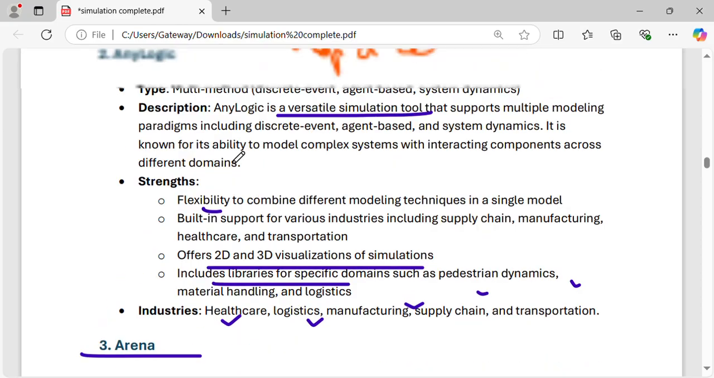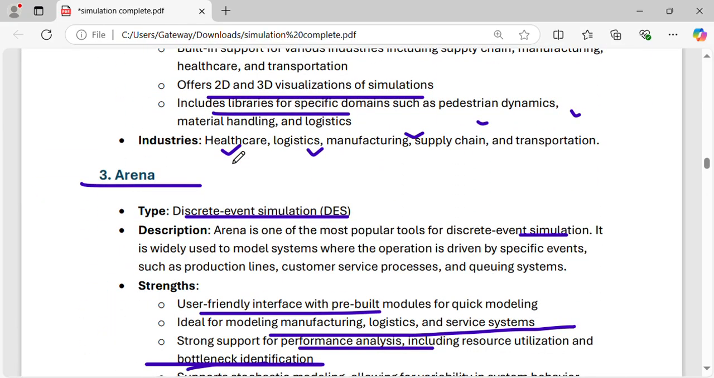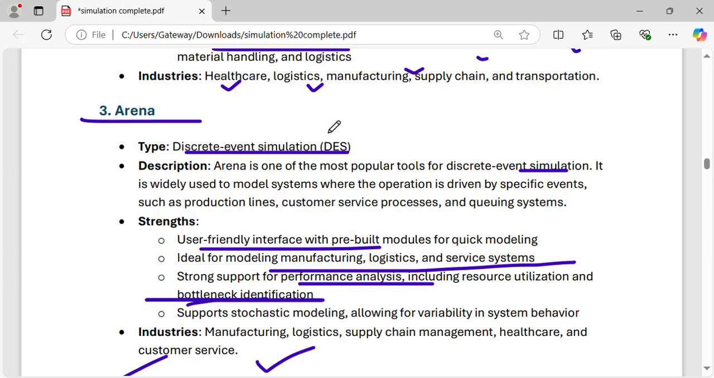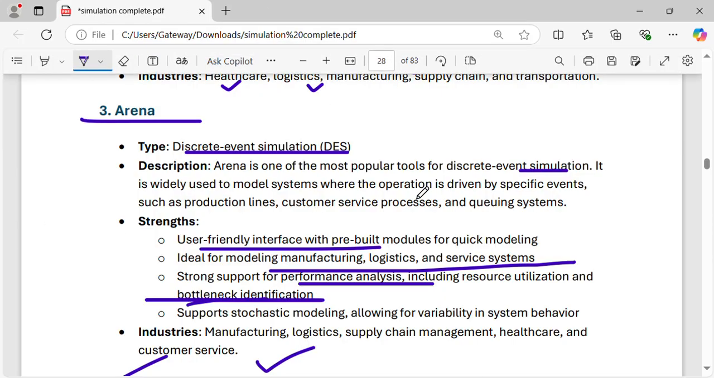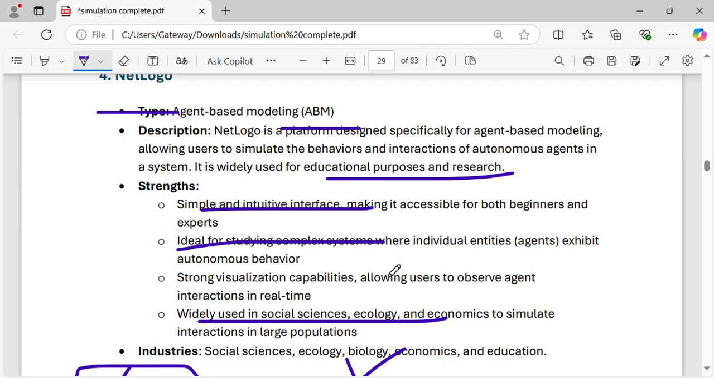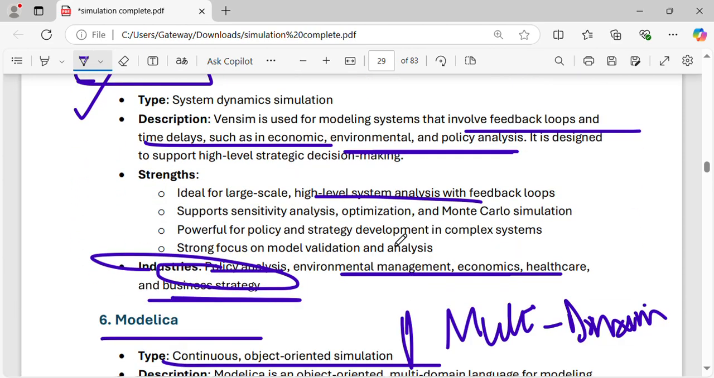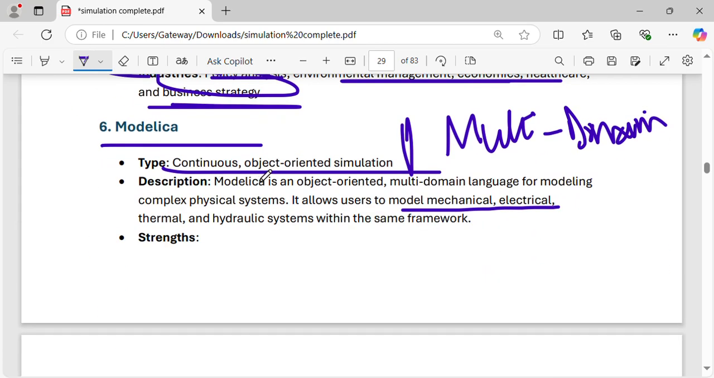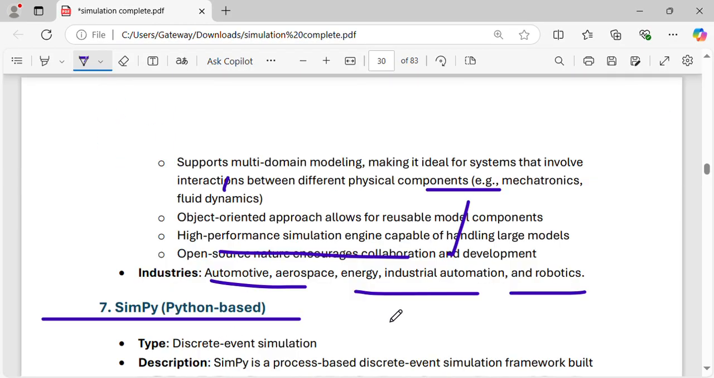AnyLogic is all of them, and Simulink is continuous. Arena is discrete event simulation. It has a user-friendly interface and works with manufacturing, logistics, supply chain management, healthcare, etc. Then we have NetLogo, which is agent-based modeling. It works with social sciences, ecology, environmental studies, biology, and education. Then we had Vensim, which is system dynamics, where we talked about environmental management, feedback loops, and business strategies. Then we talked about Modelica, which is continuous and works with automotive, etc.